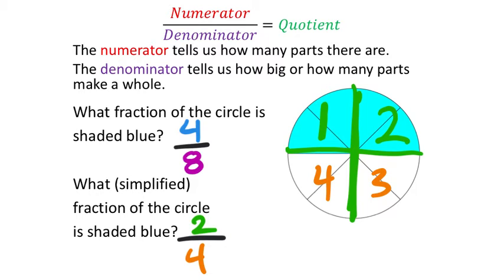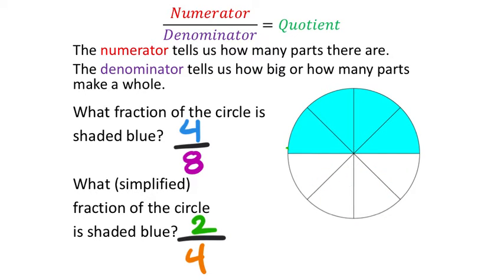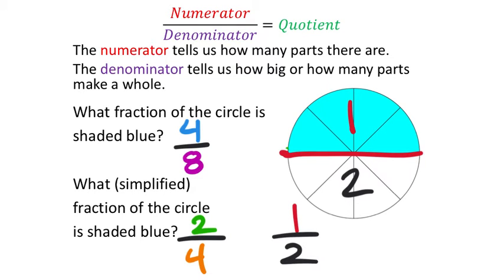Now that is simplified. Is it fully simplified though? No, because we can go back into this thing and look, we can cut it off right here. See, now I got 1 piece. That would be 1 piece out of 2 pieces, okay? So that ends up being 1 over 2. And this 1 over 2 would be considered fully simplified, okay?